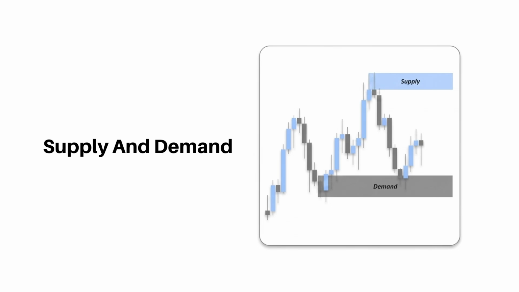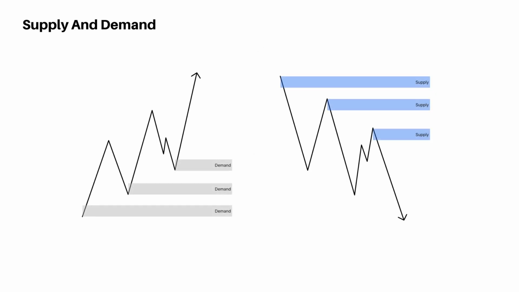Let's start with supply and demand. Supply and demand zones are areas on the chart where large numbers of traders enter the market, causing the price to move away aggressively from that level. These zones often indicate areas where buying or selling interest remains, providing valuable trading opportunities.